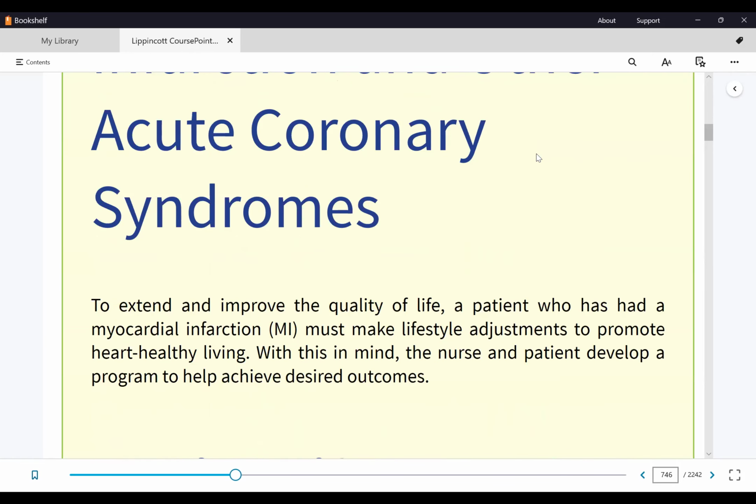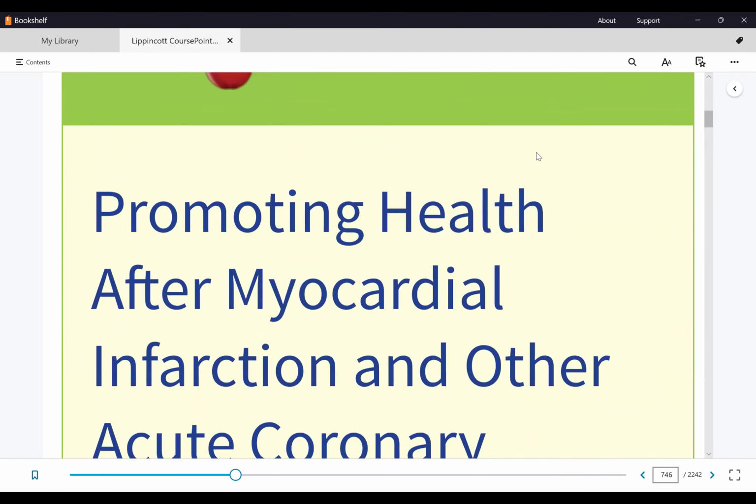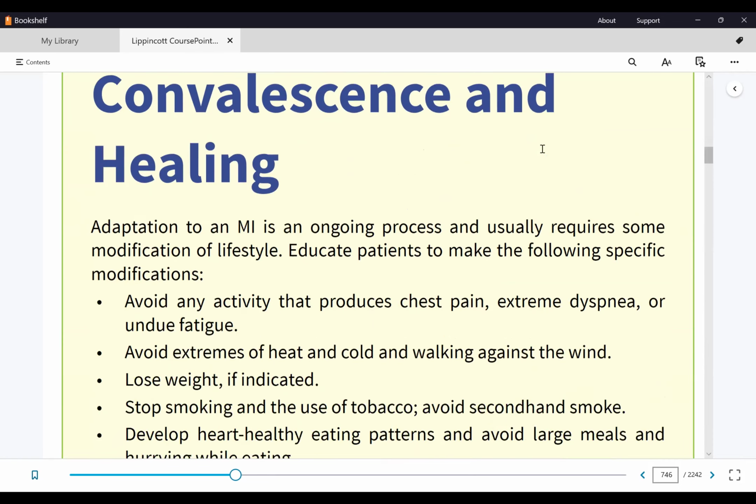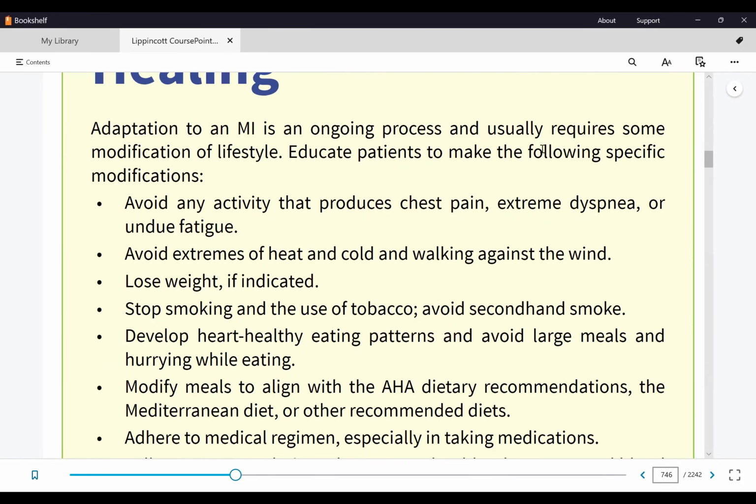So let's look first at chart 23-10. These are your post MI teaching, meaning lifestyle changes that the patient, who was fortunate to have survived a heart attack, must make in order to stay healthy. Now, take note that these patients are at risk for fatal dysrhythmias.